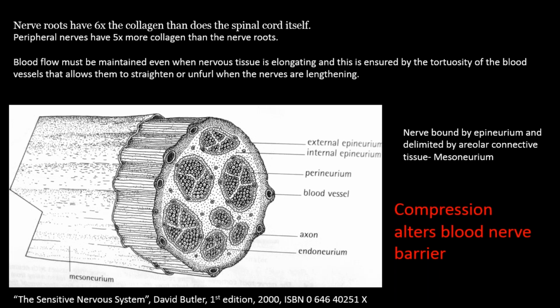And the connective tissue layer is very important in maintaining the integrity, protecting the axons and the myelin, and also maintaining the blood flow. It maintains a blood-nerve barrier within the nerve. So the nerve is bound by epineurium and delimited by areolar connective tissue, which is mesoneurium. And when there is limitation of the joint or any other pathology where this excursion of the nerve is compromised, there is traction or compression on the nerve that alters this blood-nerve barrier.